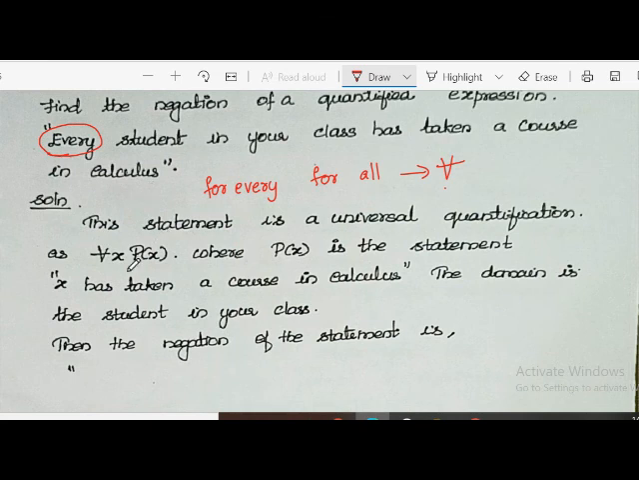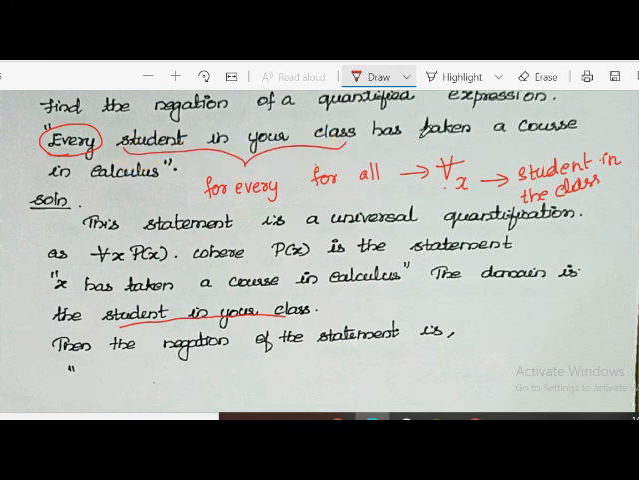First of all, let x denote the student in the class. Then I define the statement to be P of x. In this P of x statement, if x is a student in the class, then I can say that x has taken a course in calculus, which means that the quantification of this statement is for all x, P of x.